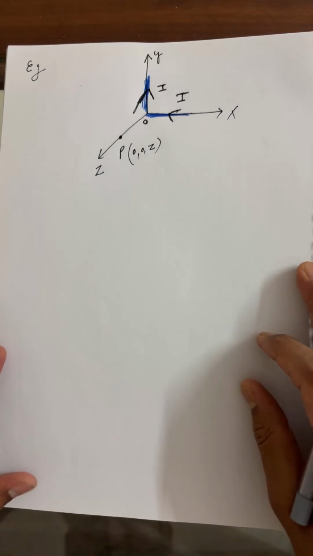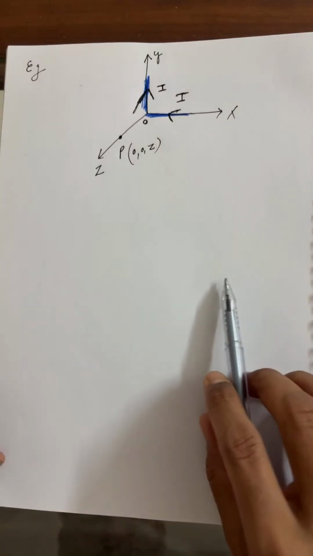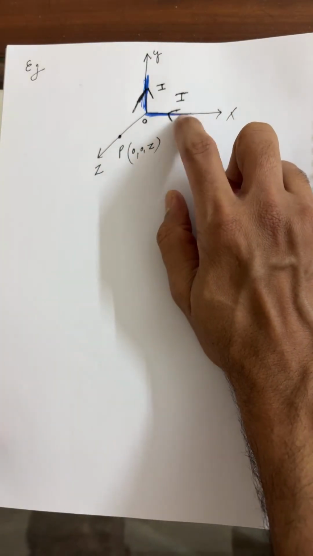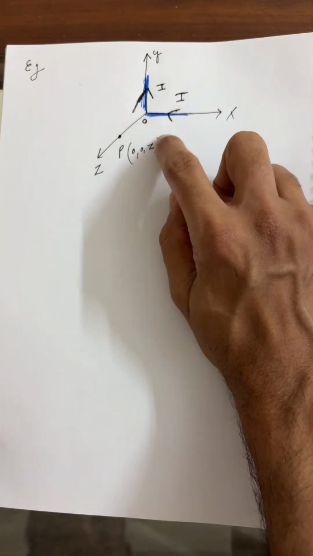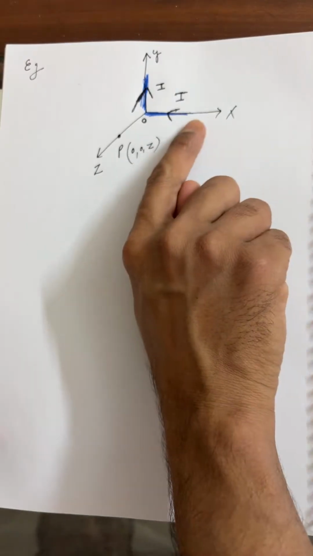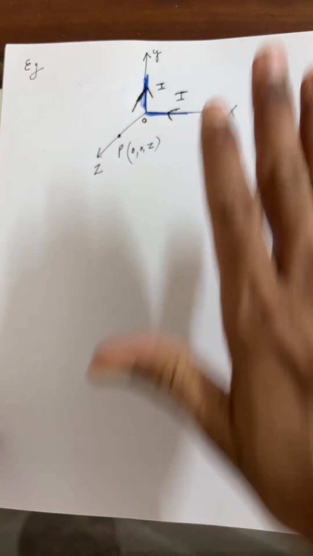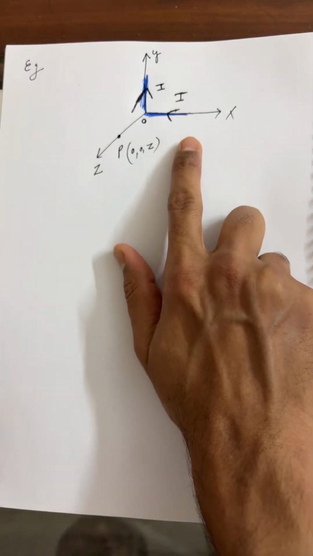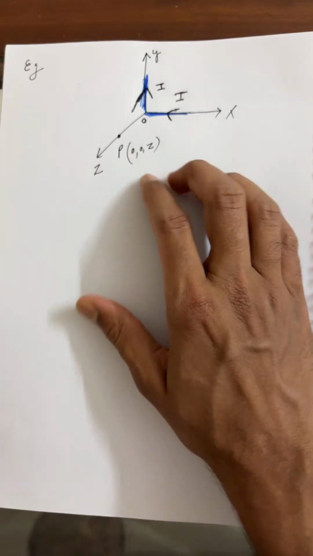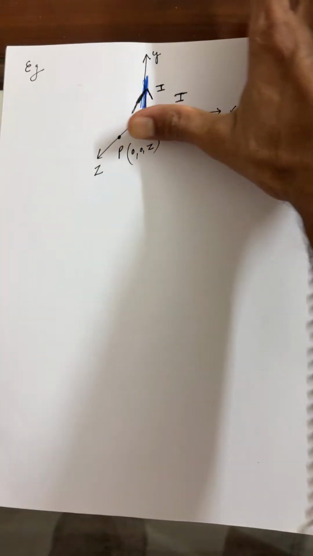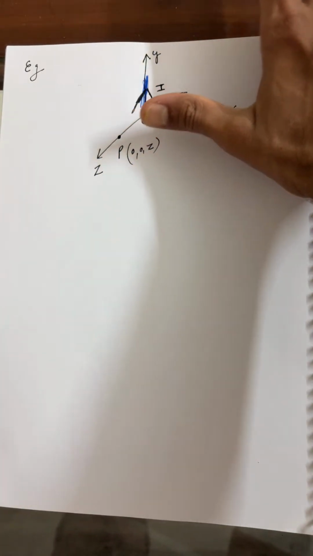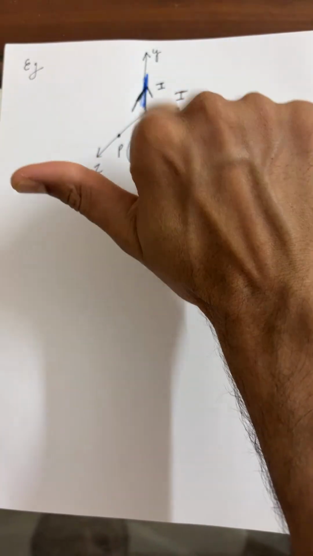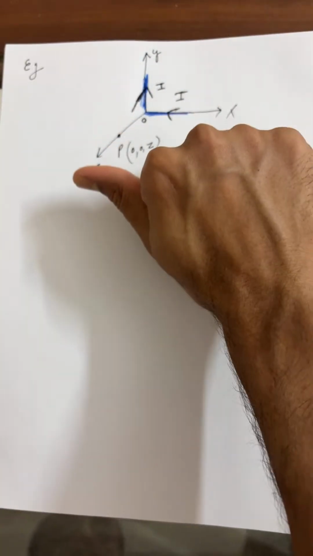The current value remains the same. Due to the wire along the x-axis, consider the magnetic field at P. How can we find the direction here? Use the right-hand rule: put your thumb in the direction of the current and curl your fingers toward where you want to find the field.